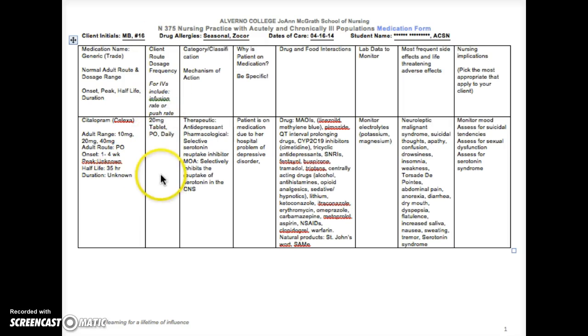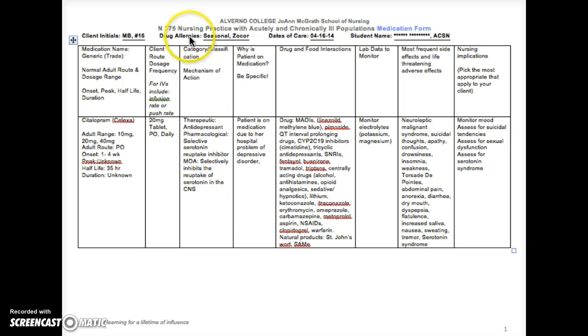Then you come over and in this column, you're going to go to your actual patient and say how many milligrams are they on, what is the route, a tablet, which is oral, and then how often, daily. If this was IV instead of PO, you would then need to include the rate. So this should go at 50 milliliters an hour, or if it's a push rate, let's say you're giving IV push morphine, you might have something like, don't give more than 10 milligrams every 30 seconds. You'd want to have something like that on there.